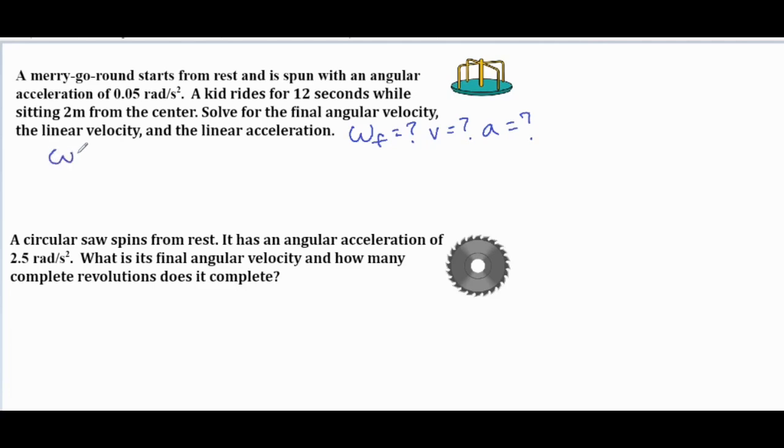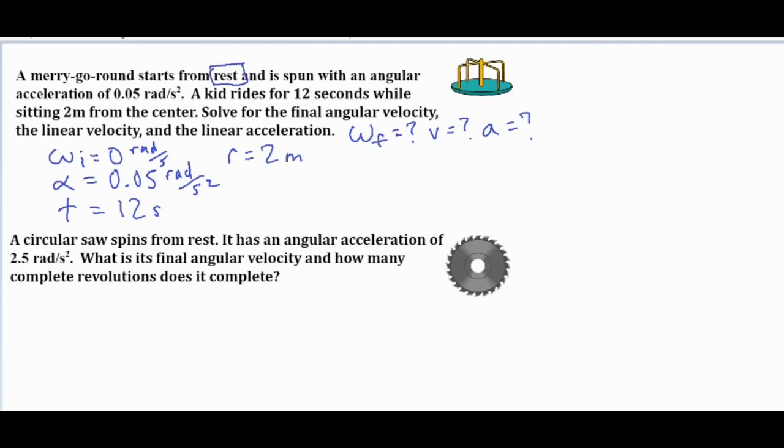We know that the starting angular velocity is 0 because it starts from rest. We know the alpha value, 0.05, and we know a time of 12 seconds. And then our final thing, it's sitting 2 meters from the center, which would imply that is our radius.